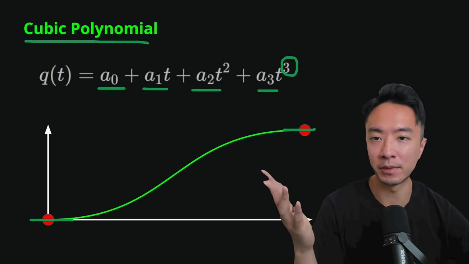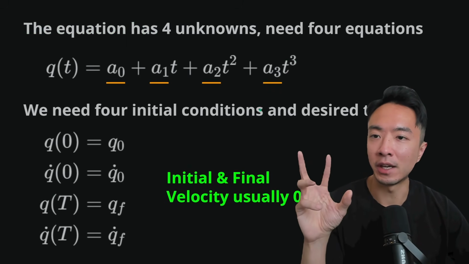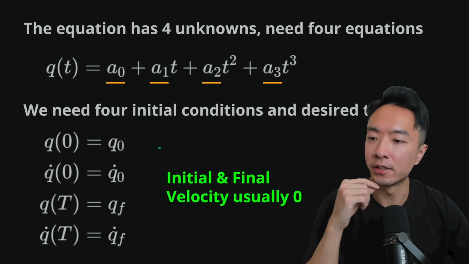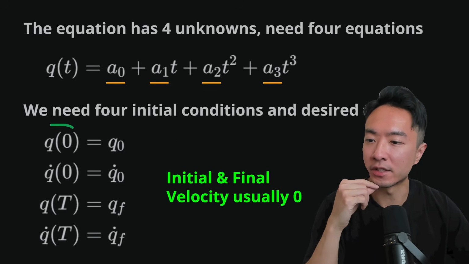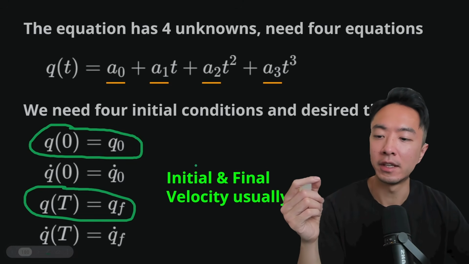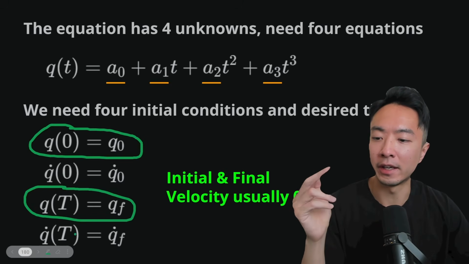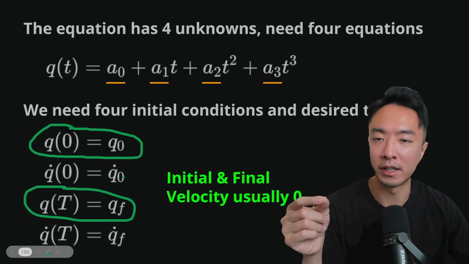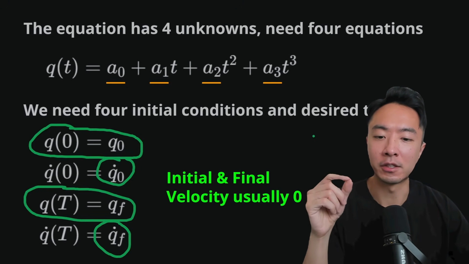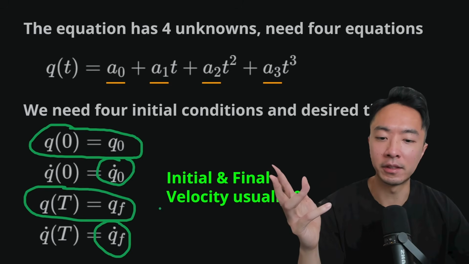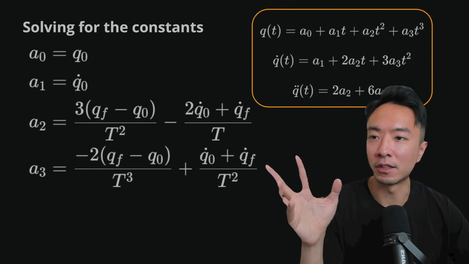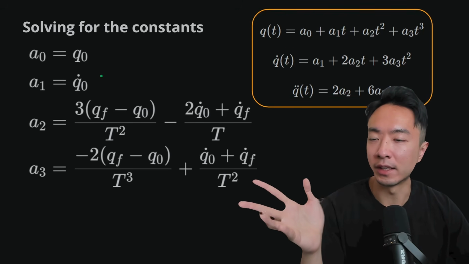So specifically, what does that mean to set up our equations? You can see we have an equation that has 4 unknowns, and we can generate 4 equations from our initial conditions. Right here, we have our initial position, this is where we start, and we have a final position, this is where we finish. We can set the initial and final velocities to be q dot naught and q dot final. Typically we set these to be 0, so that also simplifies our equations. And you can see right here, if we solve for the constants, we get these equations.